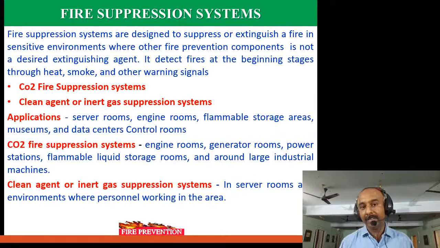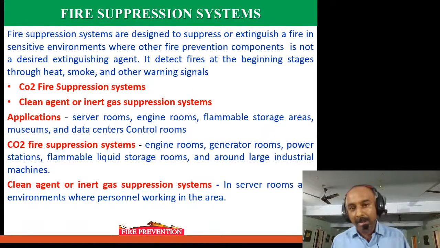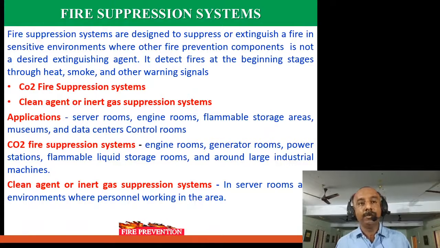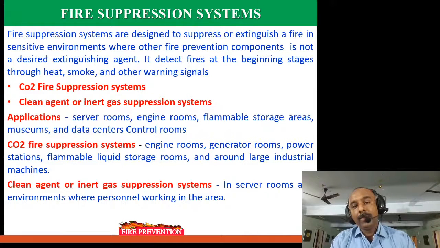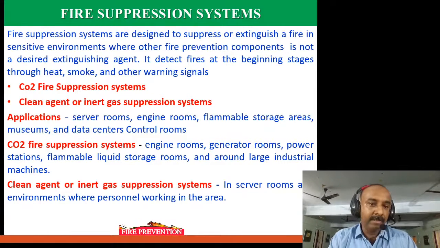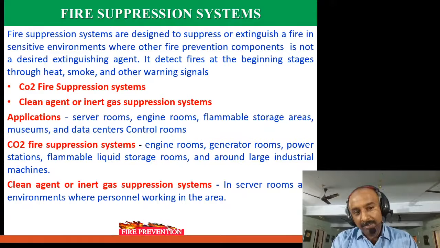What is the reason behind this? The other fire prevention component is not a desired extinguishing unit. The advantage of the system is it detects fire at the beginning stage through smoke, heat and other warning signals. There are so many fire suppression systems. I would like to present only two suppression systems: the CO2 fire suppression system, and the clean agent or inert gas suppression system.